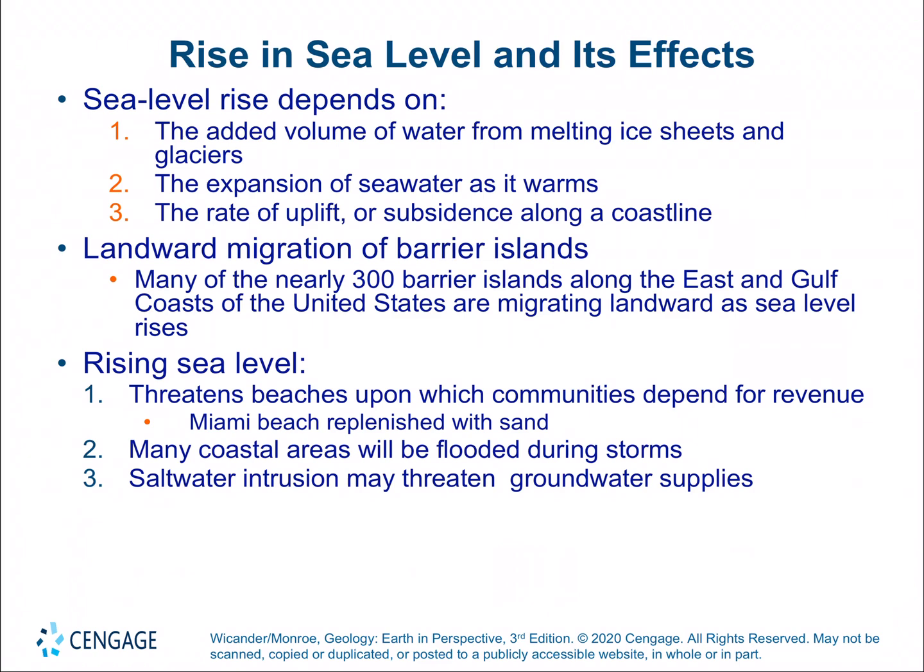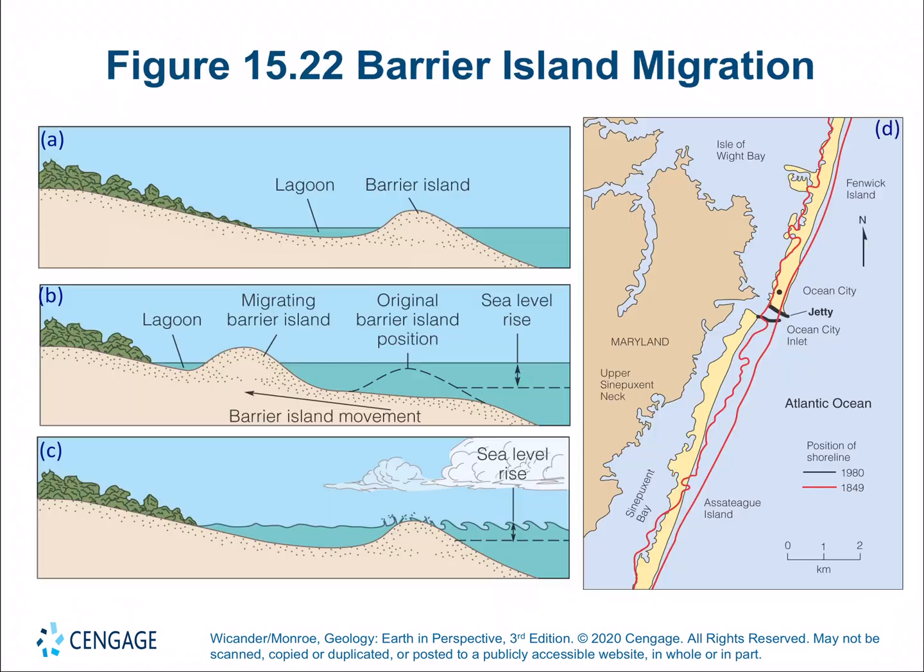What happens when sea level rises is you have a threat to your beaches upon which your communities depend for revenue. Many of your coastal areas will be flooded during storms, and you do have the potential for saltwater intrusion to threaten your groundwater supplies. This shows a picture of how our barrier islands tend to migrate. You can see the lagoon that separates the barrier island in figure A, and notice how from figure A, B, and C, you get that onward migration of that barrier island.